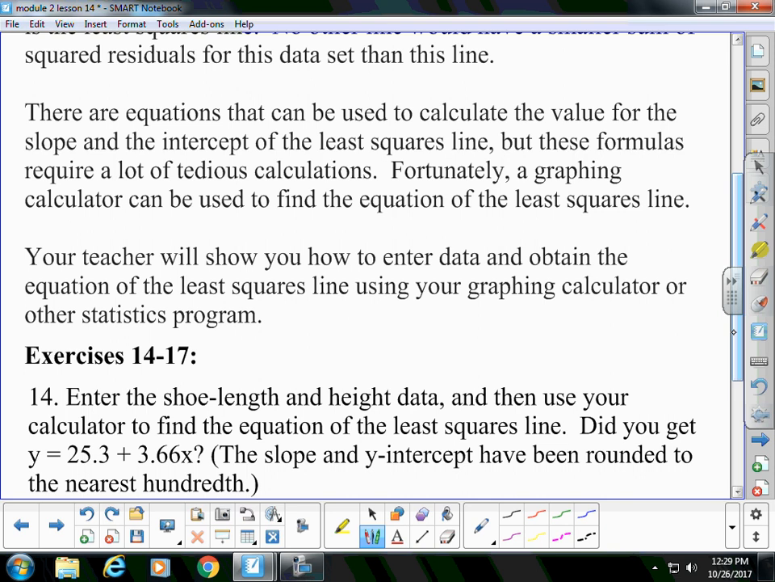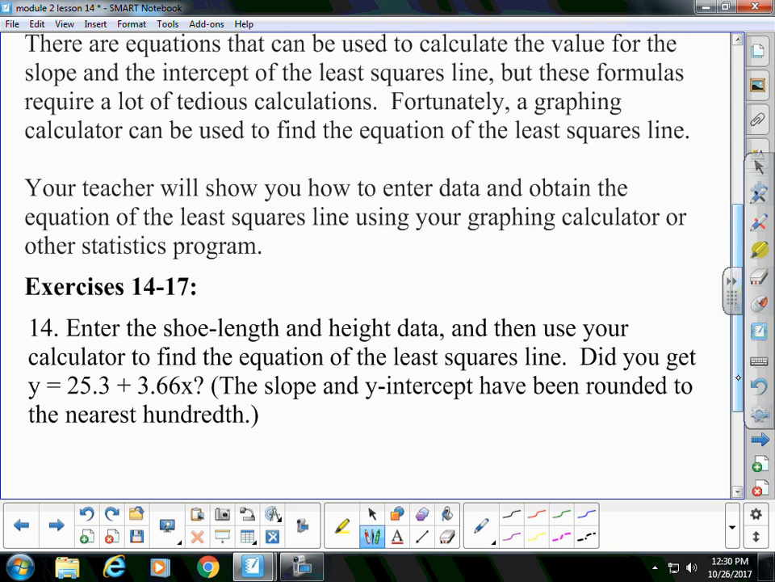Your teacher is going to show you how to do that using a graphing calculator, which I already showed you. So for exercises 14 through 17, enter the shoe length and height data, and then use your graphing calculator to find the least squares equation, which we've already talked about how to do. So I'm not going to go over it again right now. But the equation that you would get is y equals 25.3 plus 3.66x. And that's the y-intercept and the slope, rounded to the nearest hundredths.